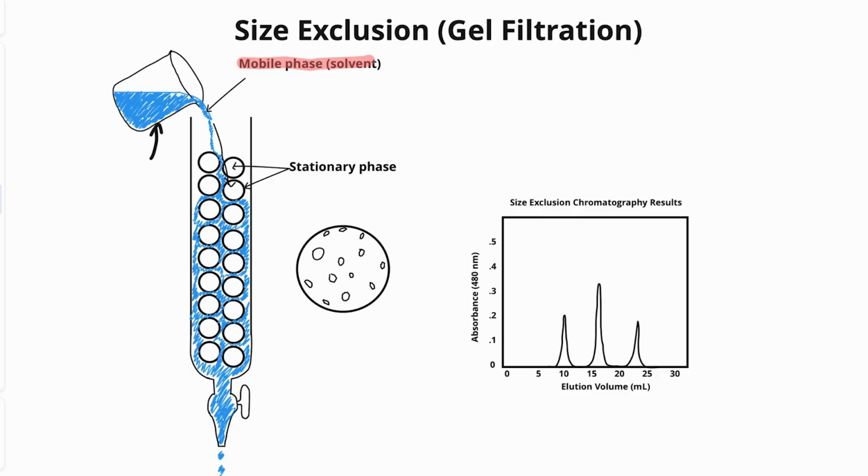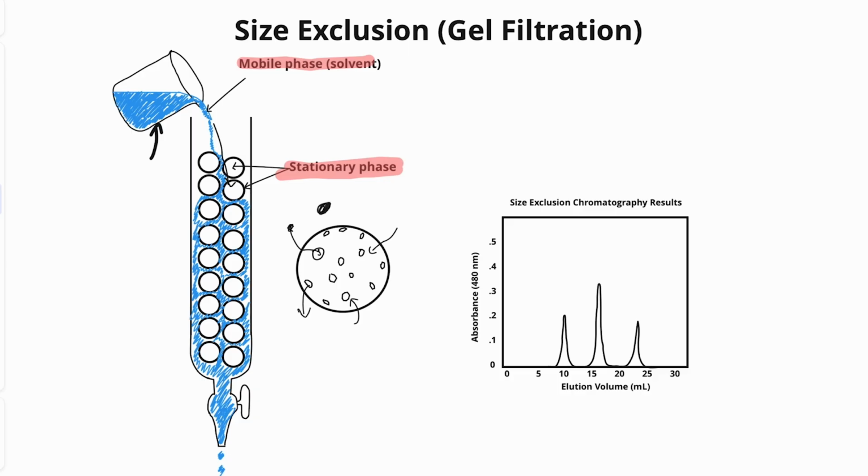We then pour that solution through a column that has a bunch of solid beads in there, and those solid beads are called the stationary phase. These beads are what actually separate the molecules, and what allows them to do that is the presence of a bunch of these pores throughout the beads. Molecules will move into those pores and get temporarily trapped, and the smaller the molecule is, the more likely it is to get trapped. Eventually, the molecule will make its way out.